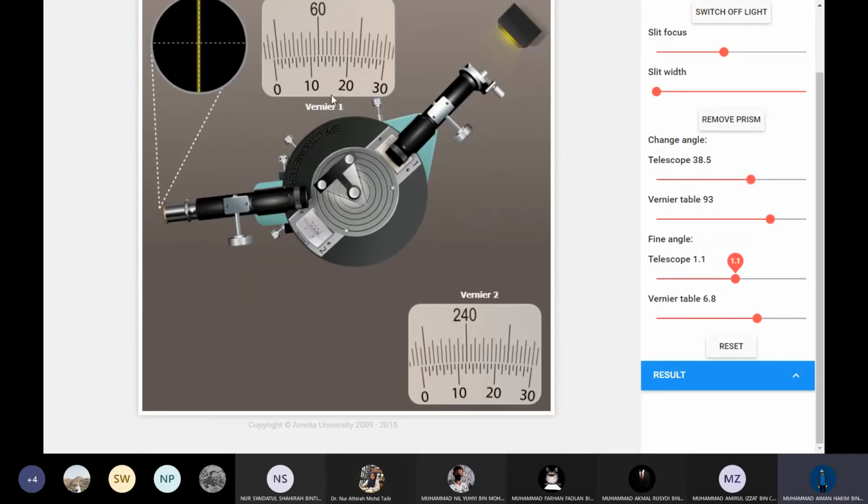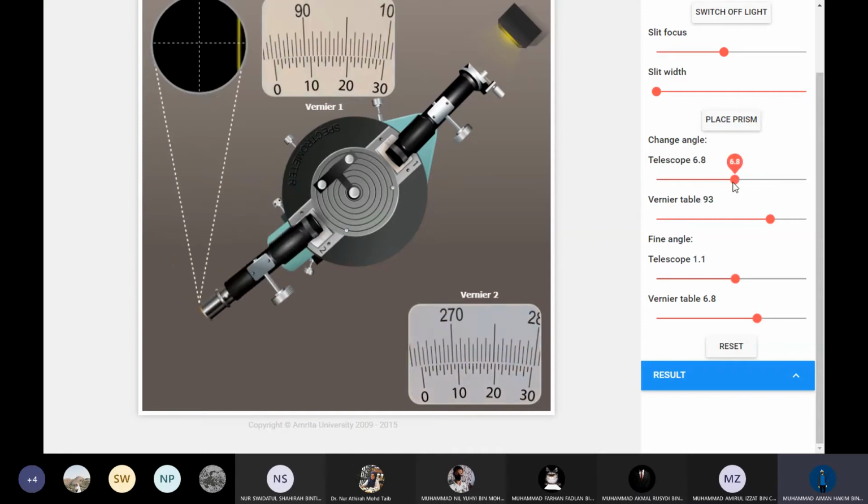After we record vernier 1 and vernier 2, we remove the prism to get the direct ray of the collimator to the telescope. So we move the telescope to get the direct ray from the collimator.